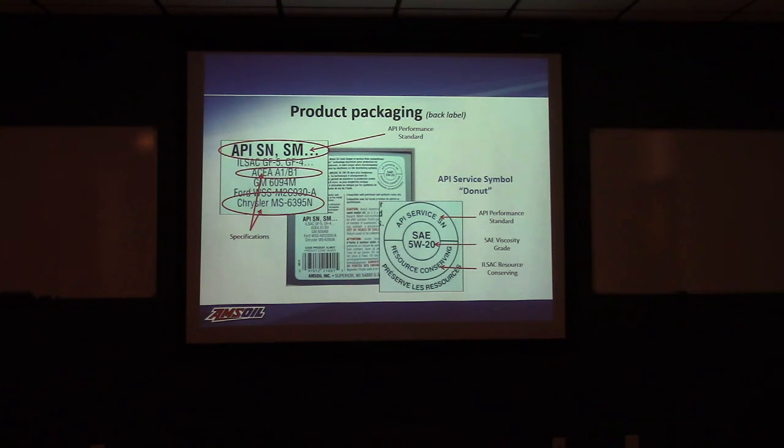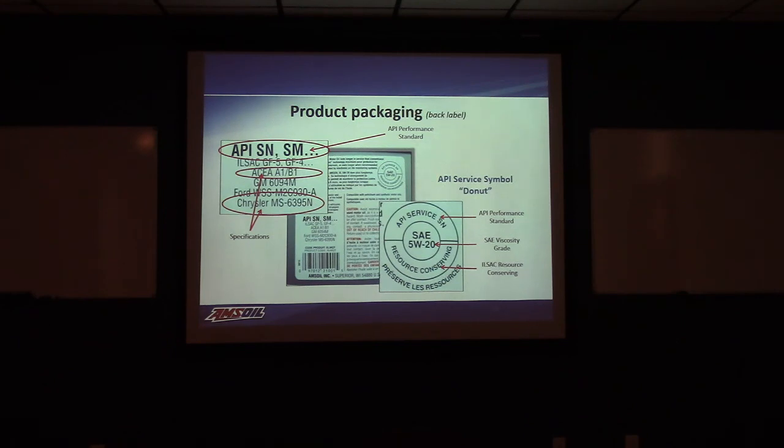And look down at the bottom there. There's that Chrysler spec, MC6395N. Okay, the owner's manual says that's what I need. Looking from a performance standpoint, we should be okay here too. You can also get information if it has an API service donut on it. It will list the API performance standard, viscosity, and the ILSAC, or resource energy conserving, part on the lower portion of the donut itself.